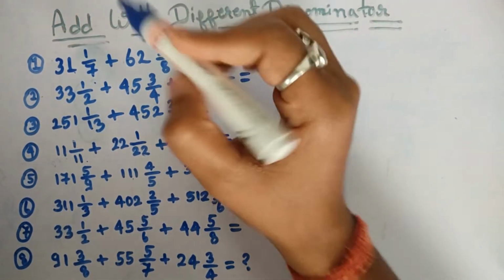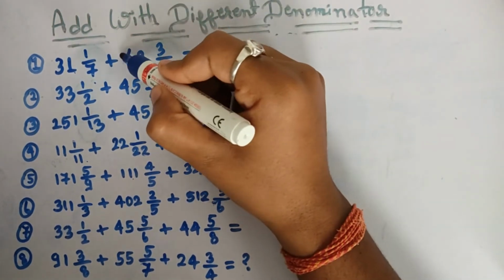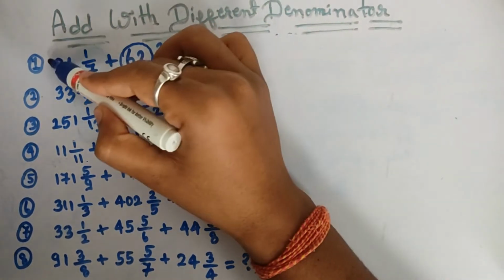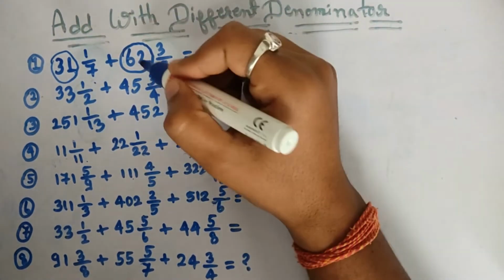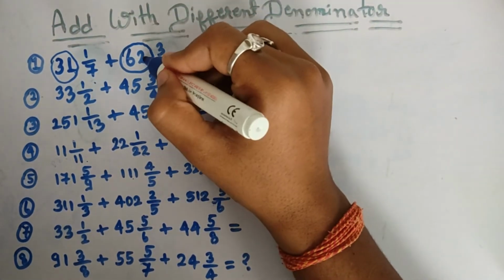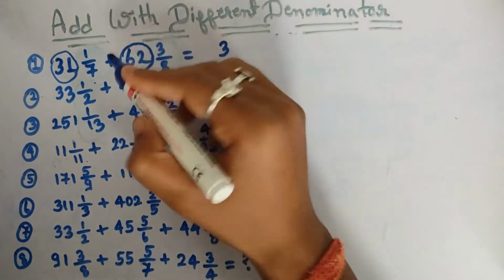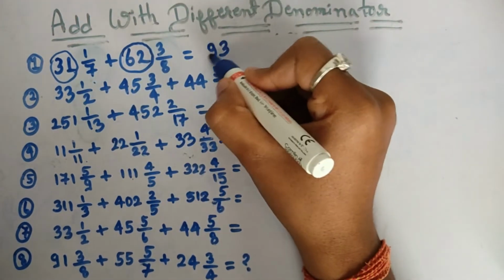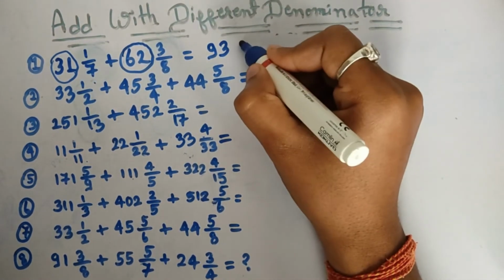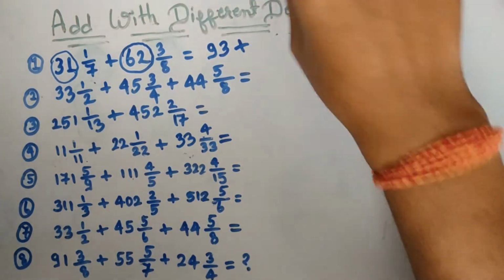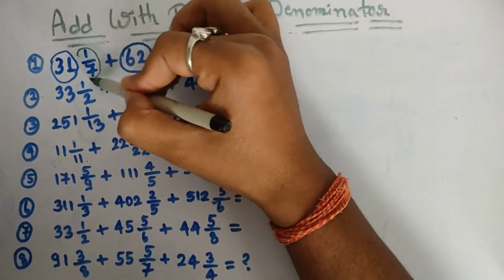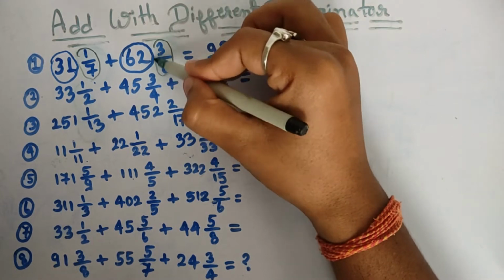So the method is, first we have to add the simplest form, that is 62 and 31. The adding method is: 2 plus 1 is 3, 6 plus 3 is 9, so 93. So write 93 plus, and now how to add 1 by 7 and 3 by 8.